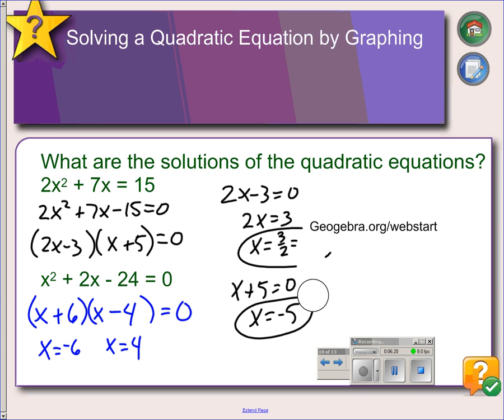Okay, right here I have given you the website for GeoGebra. If you type in geogebra.org/webstart and click on the webstart button, you should be able to graph your functions in GeoGebra and look for your x-intercepts to solve by graphing.